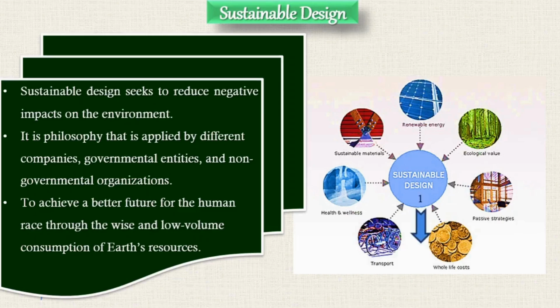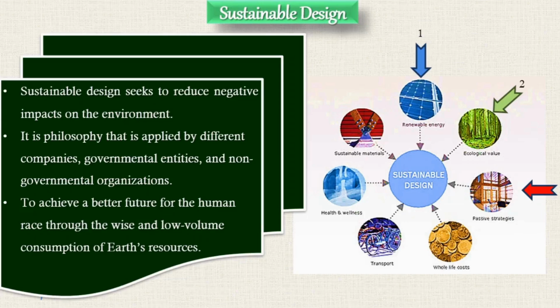So the first way is to use renewable energy. You can use solar panels and wind energy, so your dependence upon fossil fuel will be reduced. Now comes the second part, that is ecological value. We try to maintain the ecological value so that ozone layer depletion will be less, as well as the surroundings will be better.